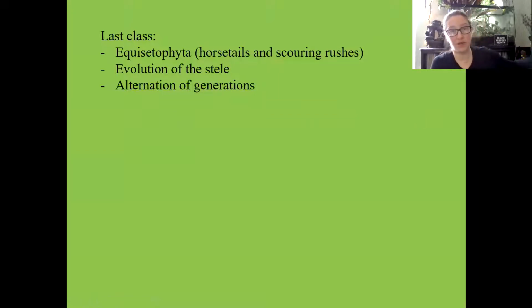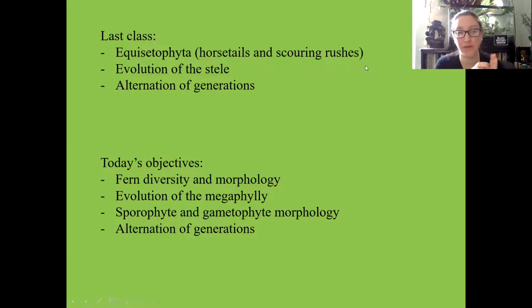Last time we did the Horsetails, which are super exciting. And we talked about the steel again, which is super exciting. And then alternation of generations in the Horsetails, right? Today we're going to talk a little bit about the ferns. I'm not sure if we're going to get through all of this today, but we'll at least get it started a little bit.